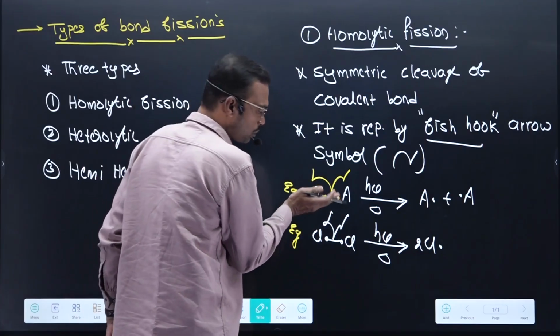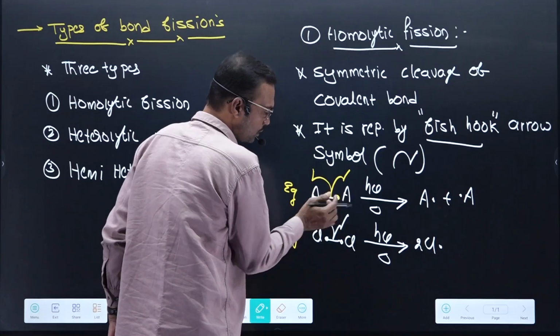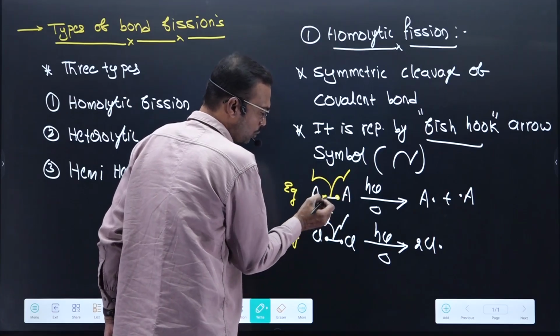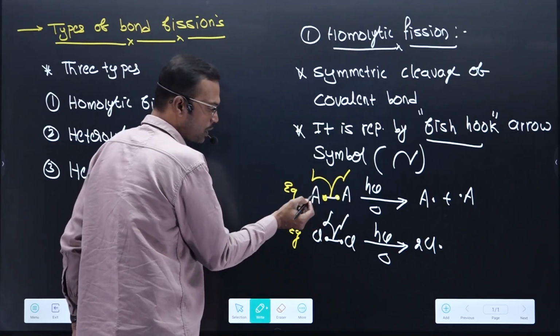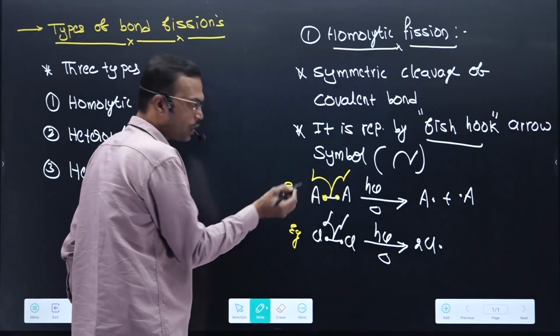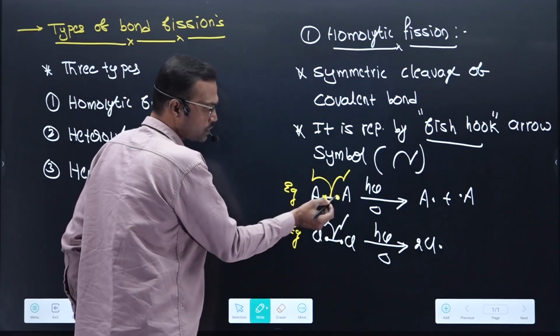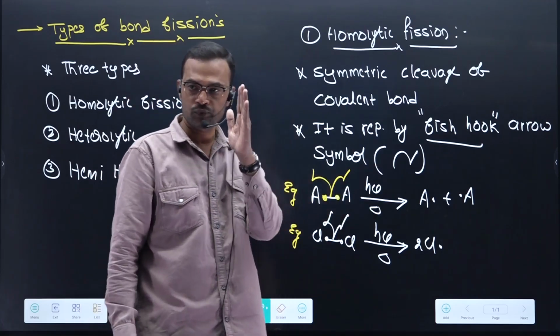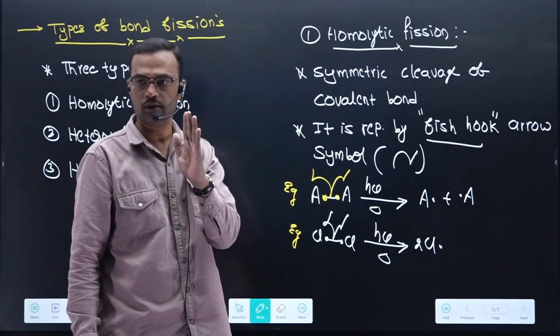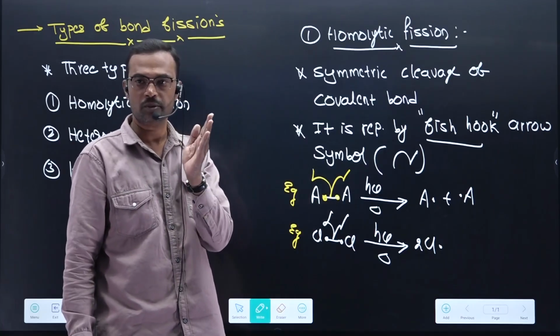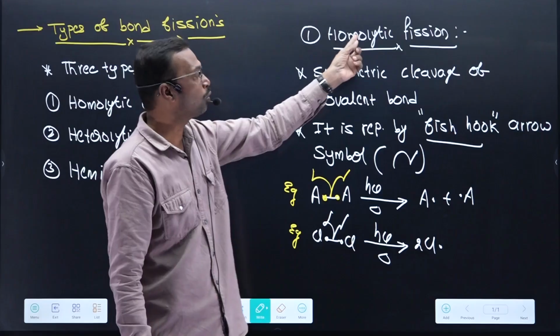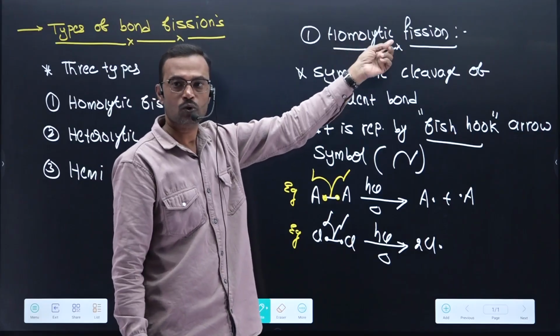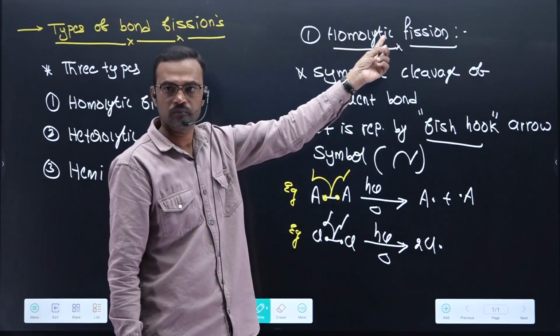During this breakage, the 2 electrons initially belong to this atom and this atom. After breaking, one electron belongs to this one and the other belongs to that one. So finally we are breaking equally. If 2 electrons are present, 1 and 1; if 4 electrons are present, 2 and 2; if 6 electrons are present, 3 and 3. That is called homolytic fission, also called homolysis. Clear? Right.